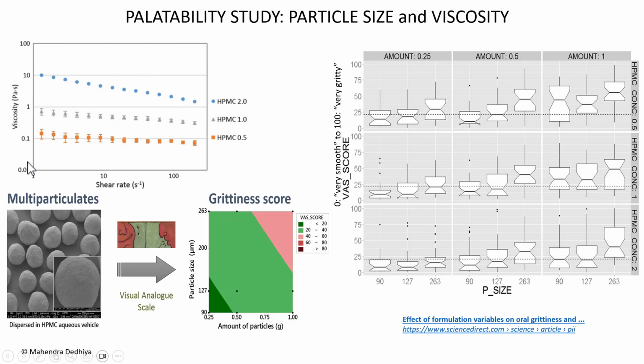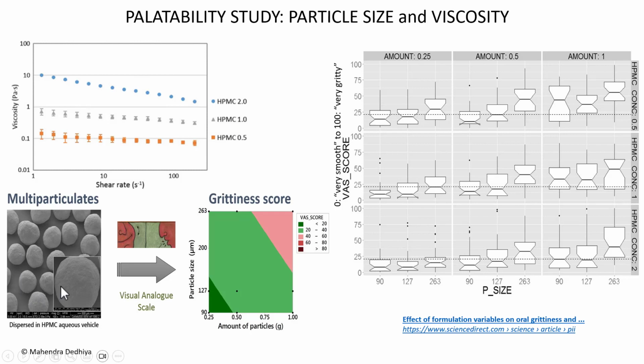So we look at the viscosity and the shear rate. As the HPMC concentration increases, viscosity increases, and as shear rate is increased, if we are swirling it, we are increasing shear rate. So this information helps scientists decide what kind of concentrations of the viscosity enhancers will be acceptable from the palatability standpoint.